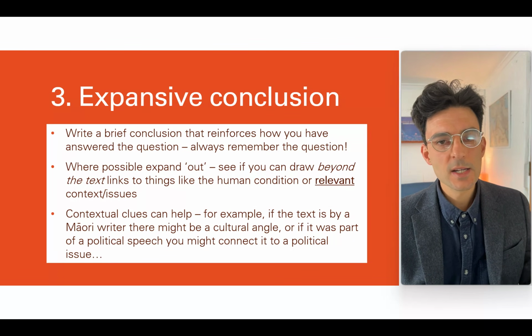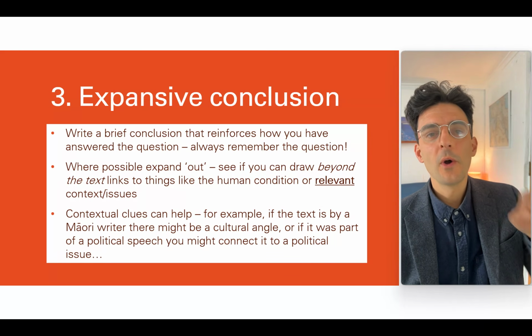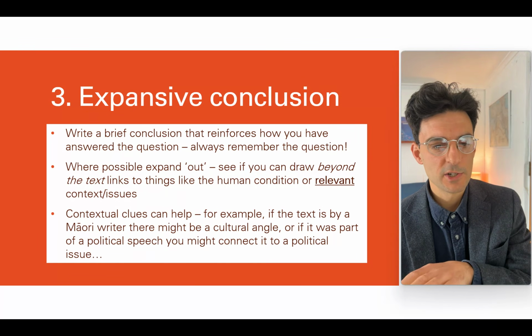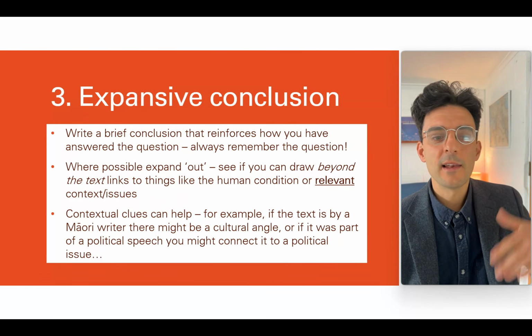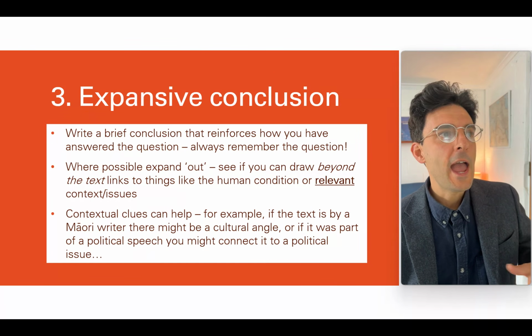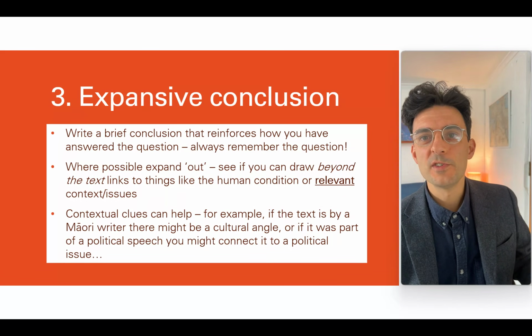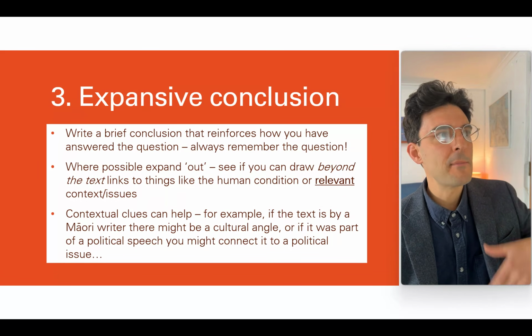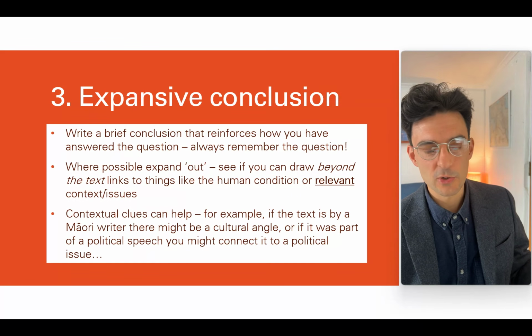The easiest things to go towards are like truths about the human condition or any kind of relevant context and issues. So you might find, in this poem about danger, that something about the human condition is the fact that humans are naive and even in dangerous situations we tend to always run towards the danger to our detriment. That might be some kind of human truth that you've picked up that you could discuss in the conclusion.